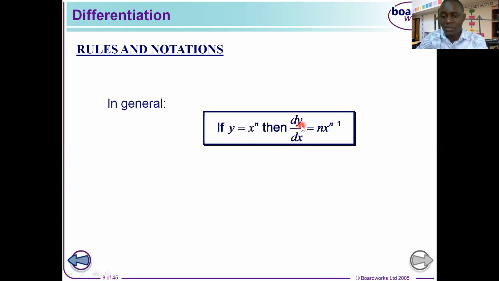What if this y was not y, if this was actually p, and they put x here? Then we can have dp dx. What does it mean? It means differentiating the function p with respect to x. But in this case, we'll be working with y and then differentiating with respect to x. You can also be given the function y equal to t raised to power n, and then asked to find dy dt. So you'll be differentiating y with respect to t.